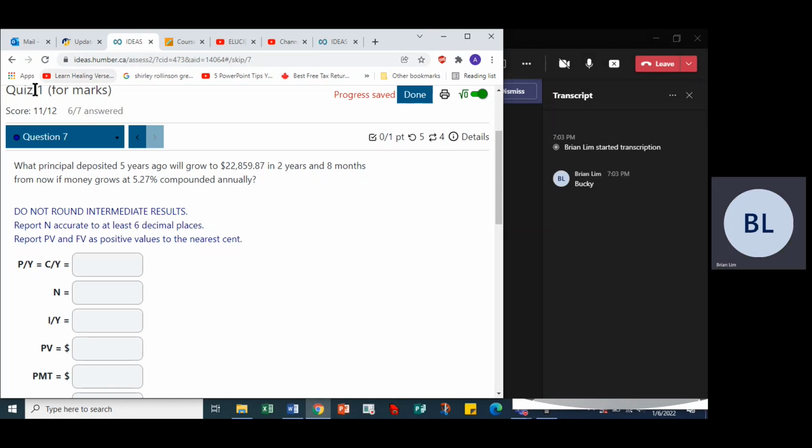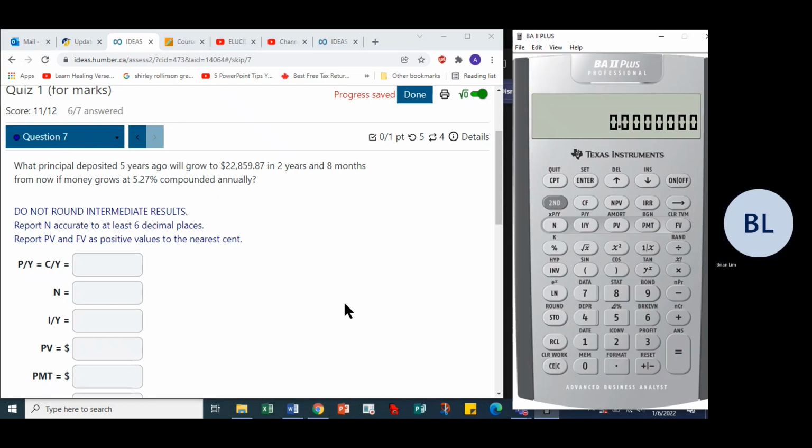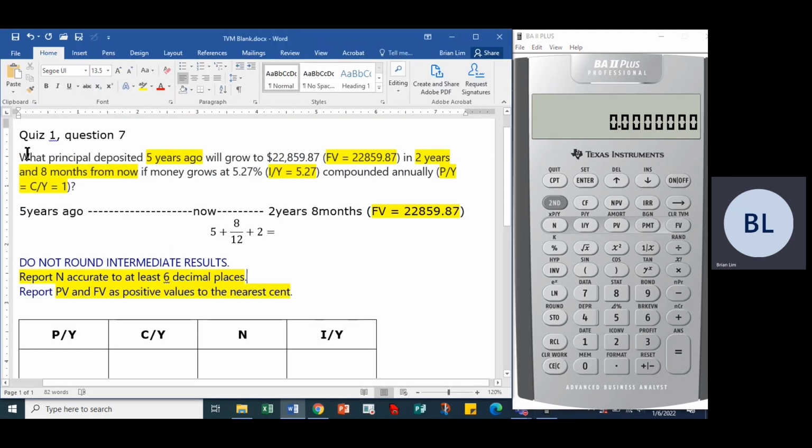Let's go to quiz 1, question 7. Now I copied the question into the Word document, so here it is. What principal deposited 5 years ago will grow to $22,859.87 in 2 years and 8 months from now, if money grows at 5.27% compounded annually? Okay, so I filled in the numbers.